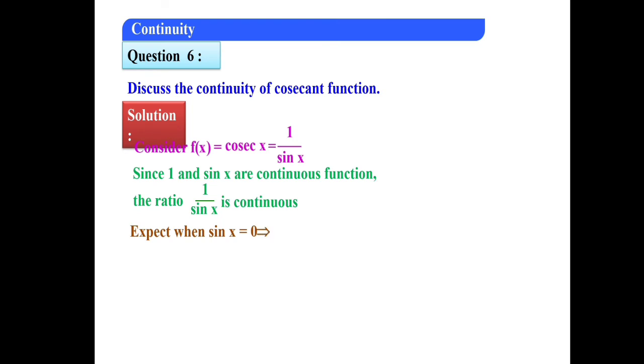When sin x becomes 0, the angle x is n pi. So that means the cosecant function is continuous except at x equal to n pi. Other than these angles, for the remaining angles, the function is continuous. I am clearly saying that the cosecant function is continuous other than this n pi angle.